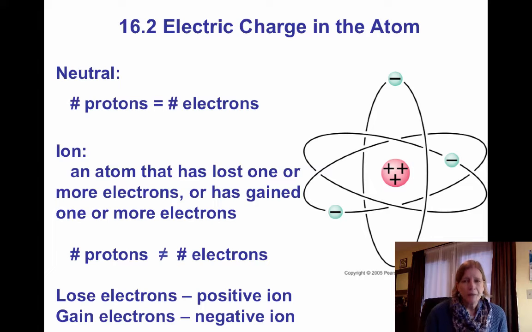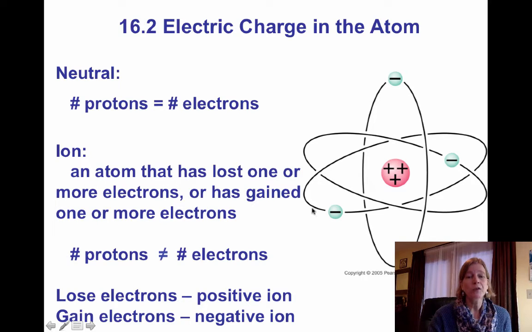We start out, then, when we picked up the ruler and it didn't attract any little pieces of paper, the atoms were neutral. The number of protons equaled the number of electrons on the ruler. An ion is an atom that has gained or lost one or more electrons. So the number of protons now no longer equals the number of electrons.